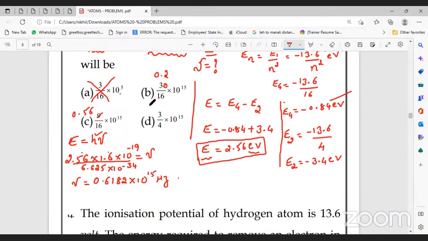3 by 4 is approximately 0.75. 3 by 16 is approximately 0.2. But our frequency is close to 0.61. You can consider 0.56. So option C will be the right answer. You can keep it as 9 by 16, approximately very close to 0.6. So the closest answer you can go with is option C. Therefore, option C is the right answer. Got it?